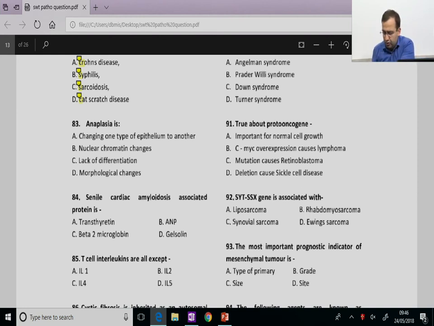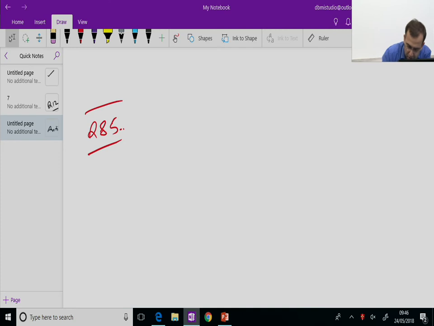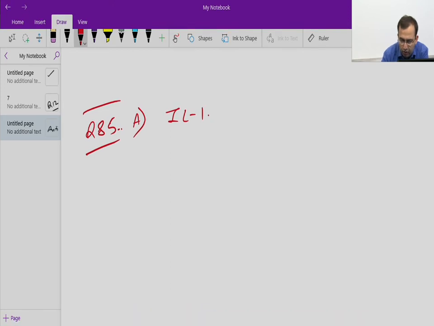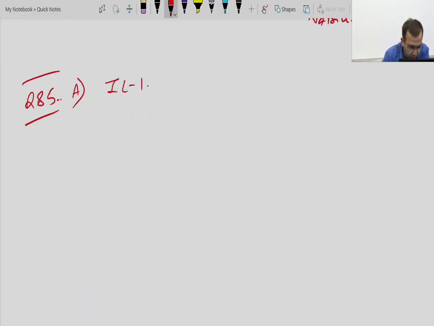T cell interleukins are all except interleukin 1. Interleukins 2, 4 and 5 are of the T cells. Interleukin 1 is not. So for question 85, the answer is A, that is interleukin 1. Let us see one or two points with this. It is the most potent pyrogen.